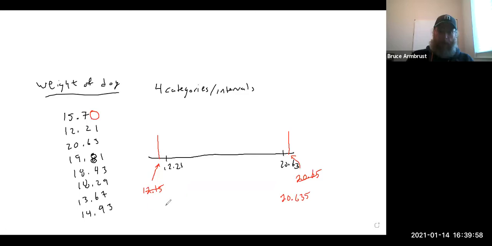And this one would be 12.205, because if I subtract 0.005 from this, I got to kick that 1 down. So it's always just the next decimal place. Go to the next decimal place and then either add or subtract 5.